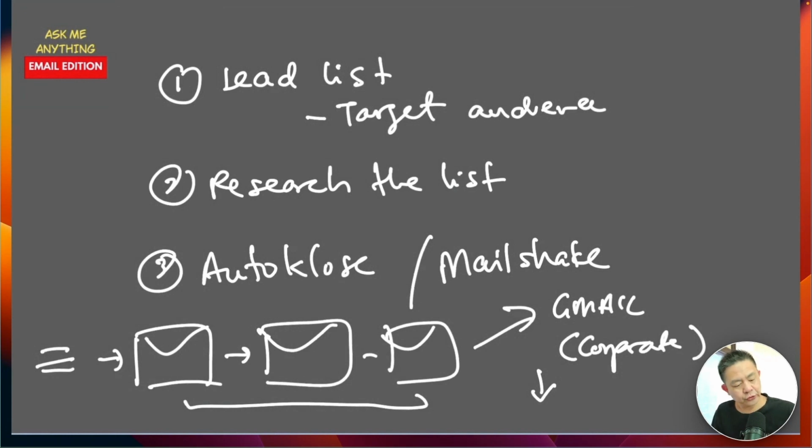So, three things you need to do. One, get a lead list. That means compile a list of people that you want to reach out to. Second thing is do your research on the list as thoroughly as possible. It could be from their company website, it could be from their social posts, for example, anything that helps you build a bridge for them to talk to you.